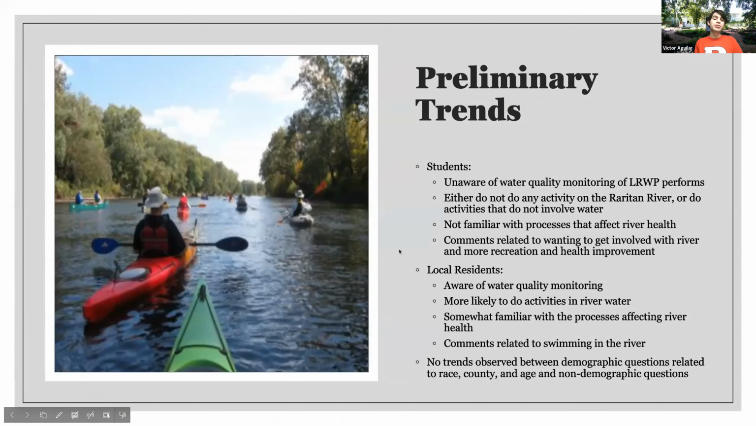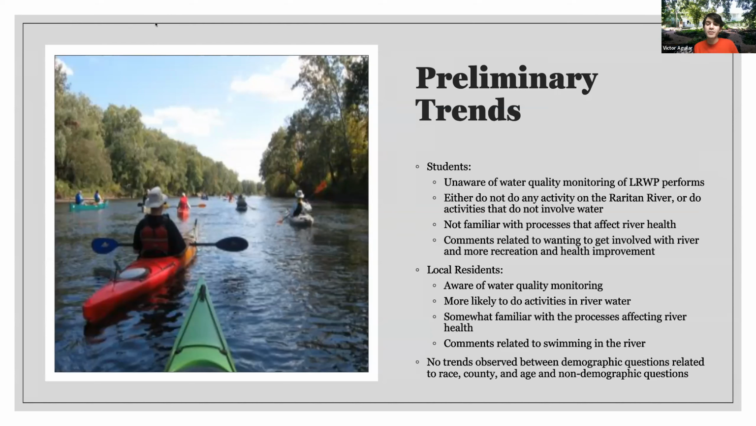So, some preliminary trends observed in this survey were divided into students and local residents. It was majorly identified with students answering this survey that students were mostly unaware of the water quality monitoring that the Lower Raritan Watershed Partnership performs. These students either do not do any activities on the Raritan River or do activities that do not involve direct contact with the water, such as walking, observing scenery, walking dogs. Students are mostly not familiar with processes that affect the river health.